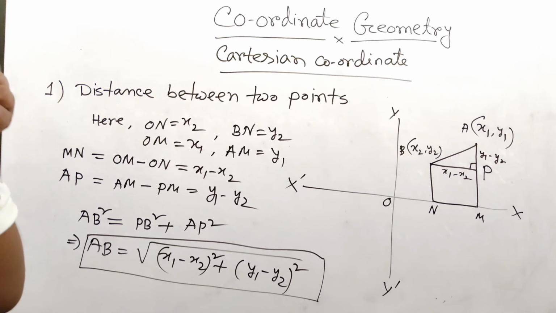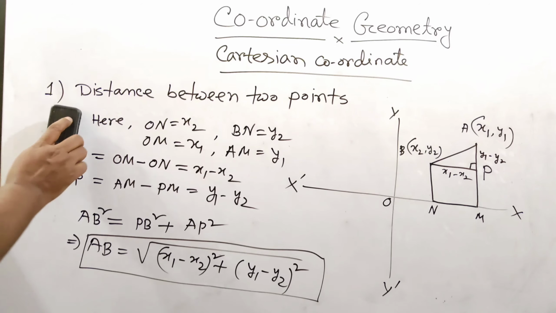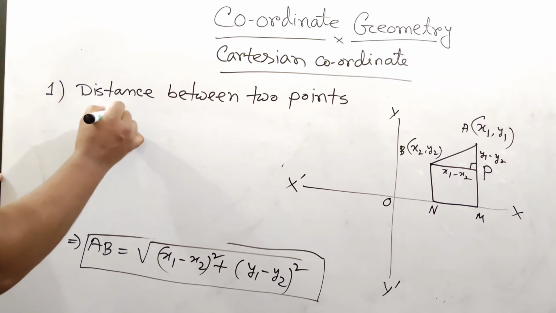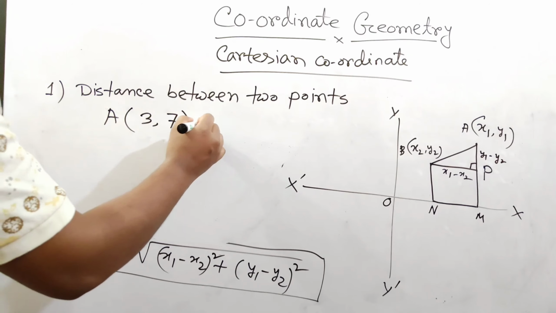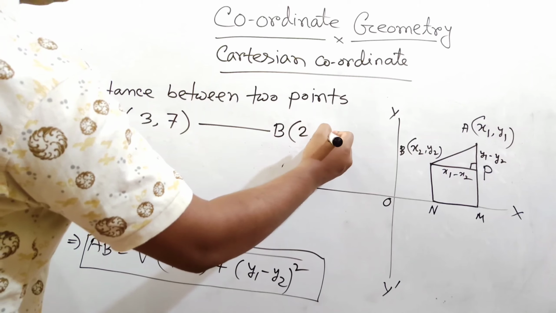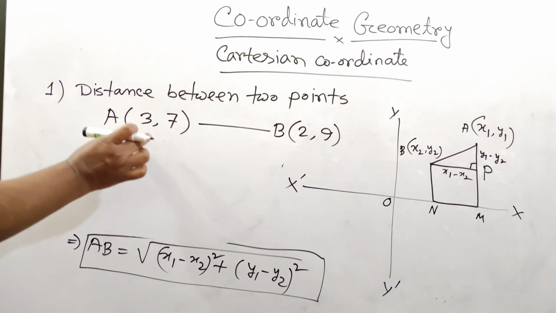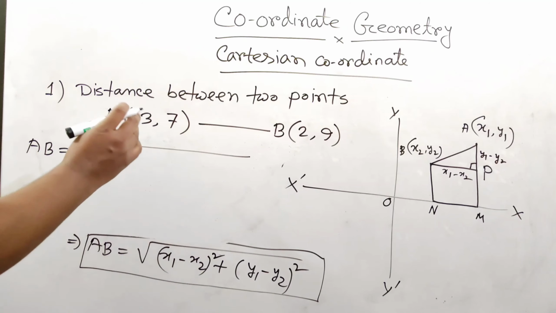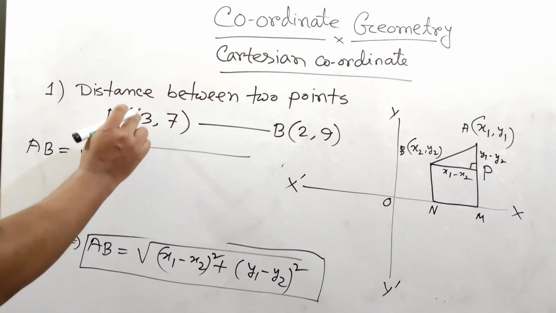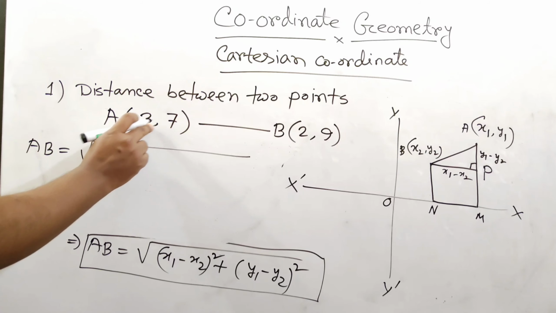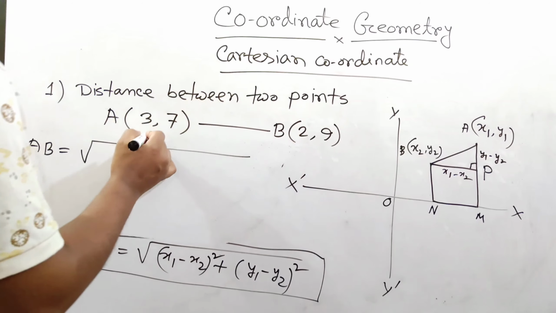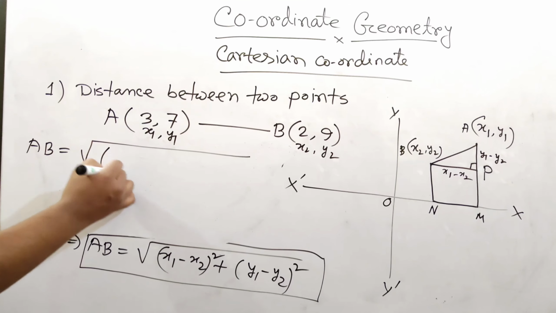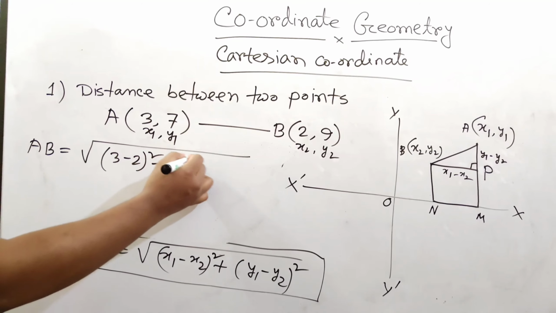Now I'll show an example for finding the distance between 2 points. Consider 2 points, A is (3, 7) and B is (2, 9). What will be the distance between A and B? We just use this formula. The first value of the first point is x1 and the second value is y1, and for the second point, x2 and y2. So AB equals root of (3 minus 2) whole square plus (7 minus 9) whole square.